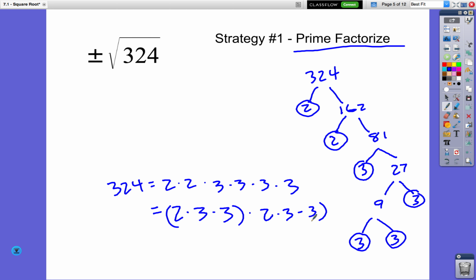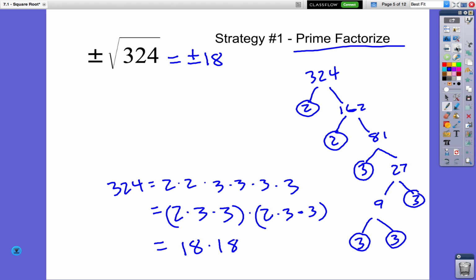Essentially what I've done is I've broken up the 6 different factors into 2 of the same grouping, 2, 3, 3, 2, 3, 3. Now if I put those back together, 2 times 3 times 3, that's 18. So I find out that 324 is really just 18 times 18 in disguise. So now I've got my answer. I can go back up here and say, okay, the answer is positive or negative 18.